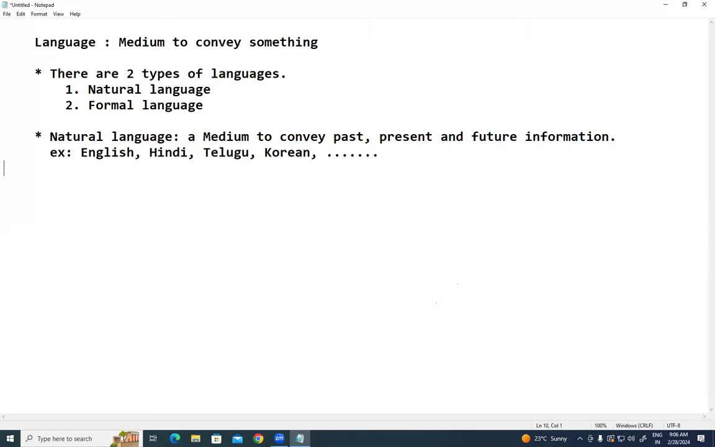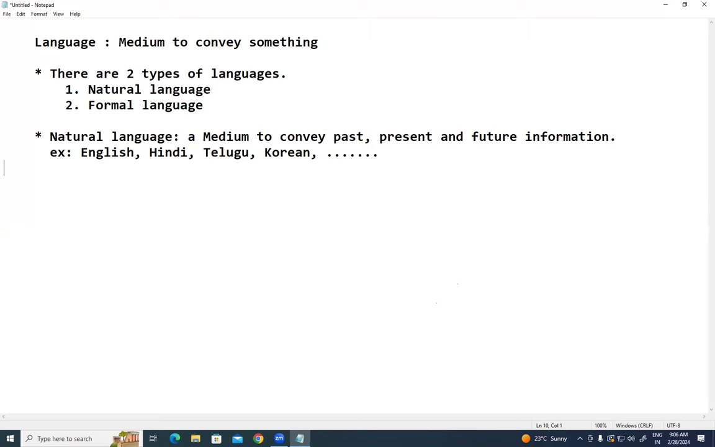What are the names I told? Accounts, statistics, programming. I think you know one word: if all algebras are at one place, we call it algebra. Got my point? Then programming languages. First point: all programming languages come under which category? Formal languages. What is the purpose of programming languages? To convey information, a specific thing, to whom? Computer. Exactly, the machine.